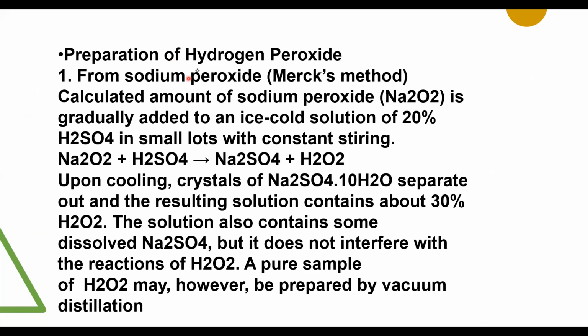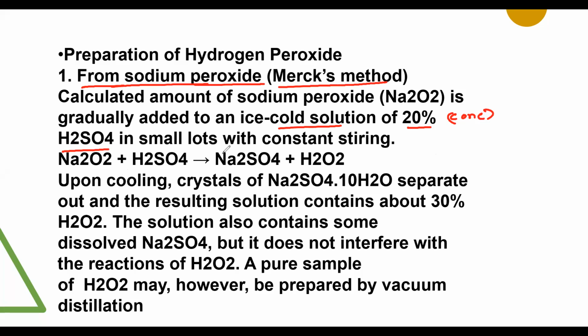Coming to hydrogen peroxide, in this we are going to learn about preparation of hydrogen peroxide and also its chemical properties and uses. First one is from sodium peroxide, Merck's method. A calculated amount of sodium peroxide, that is Na2O2, is gradually added to an ice cold solution of 20% sulfuric acid. Ice cold solution of 20% concentrated sulfuric acid.